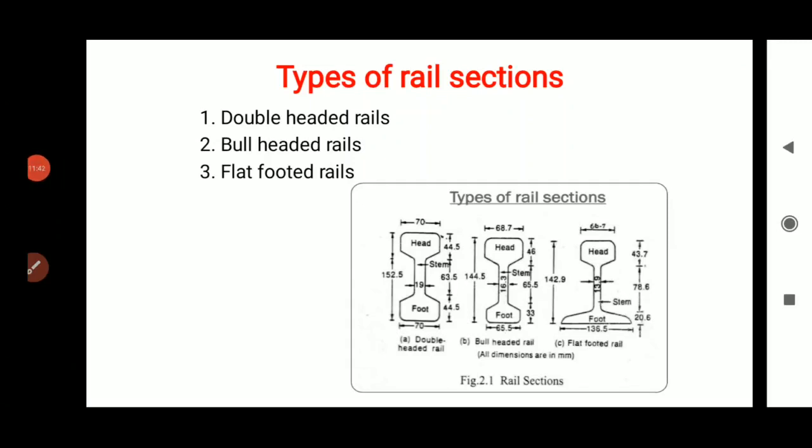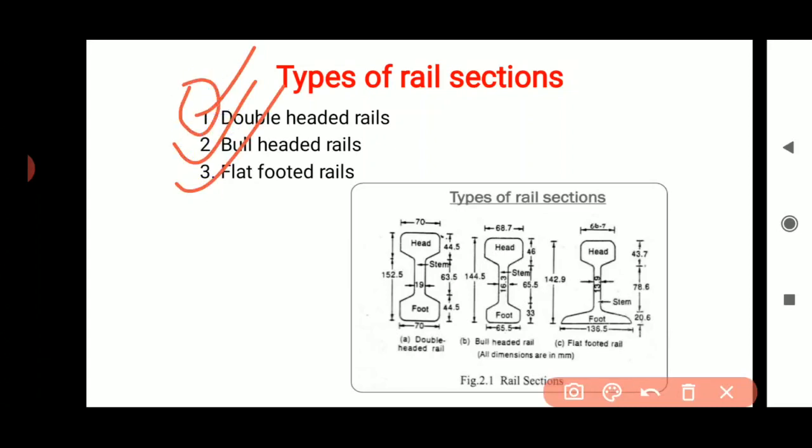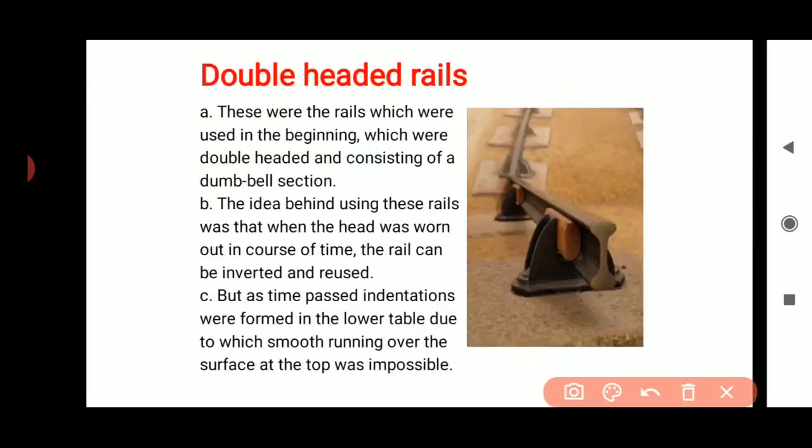The next is types of rail section. The three types of rail sections which have been tried so far for the construction of railway track are double headed rails, bull headed rails and flat footed rails. First we will discuss the double headed rail. You can see this is the head, this is the foot and this is the web. So this is a double headed rail.